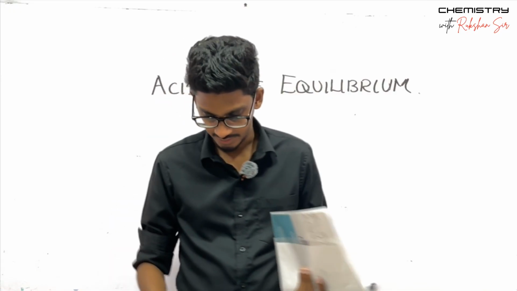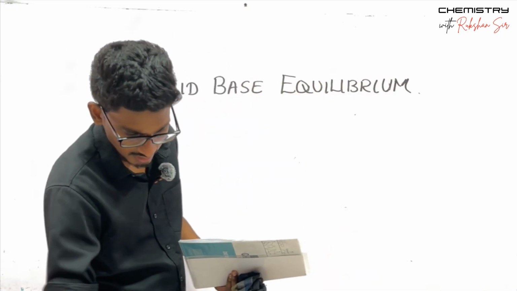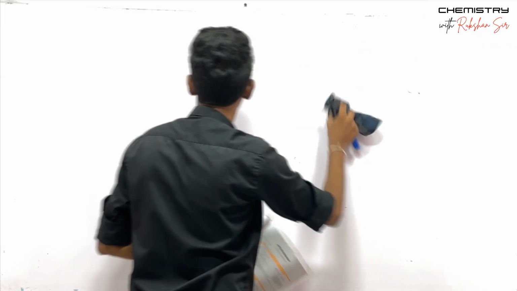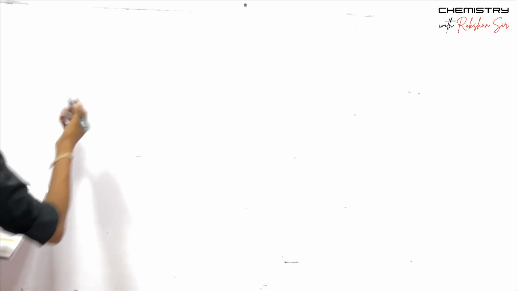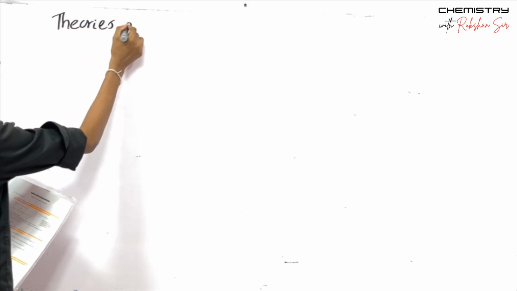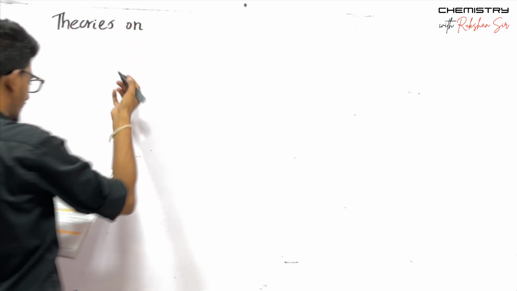Let's start the session. Right, at the first page we are introducing you the three theories which will define the acids and bases. There are three theories which we use to define the acids and bases. Let's discuss those things one by one. Theories on acids and bases.